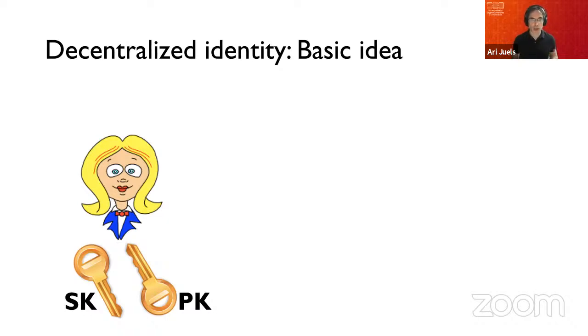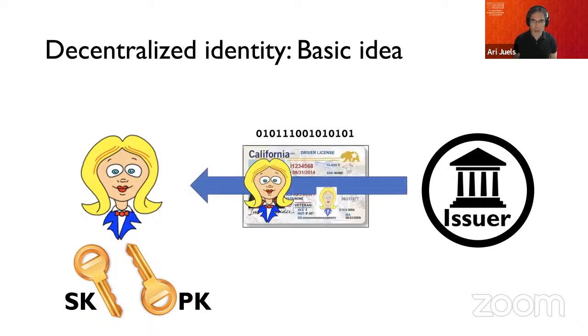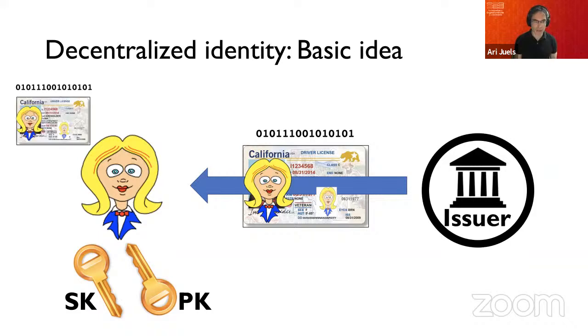A user, to create an identity document, generates a public-private key pair, and then an authority known as an issuer creates a credential, as it's often called. This could be an identity document, say a driver's license, if the issuer is the Department of Motor Vehicles, and binds this document to the public key of the user.